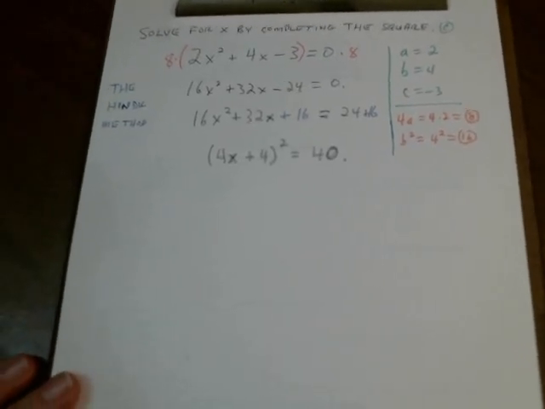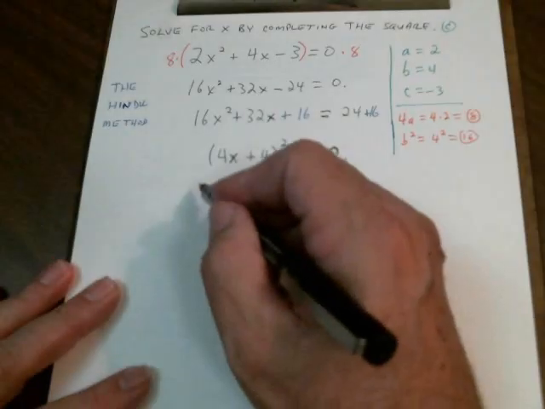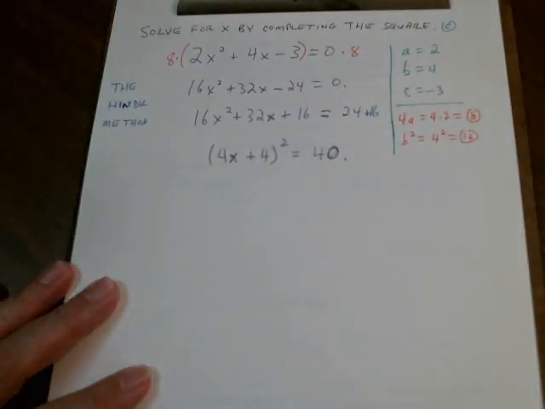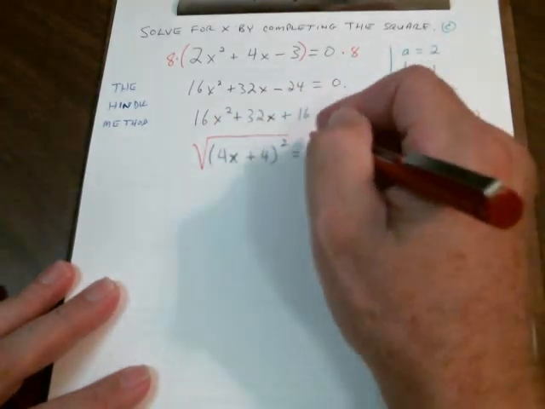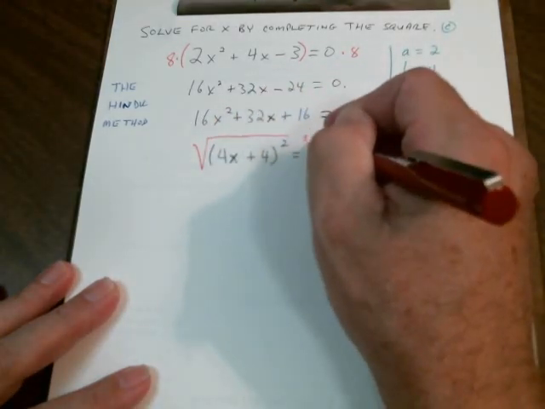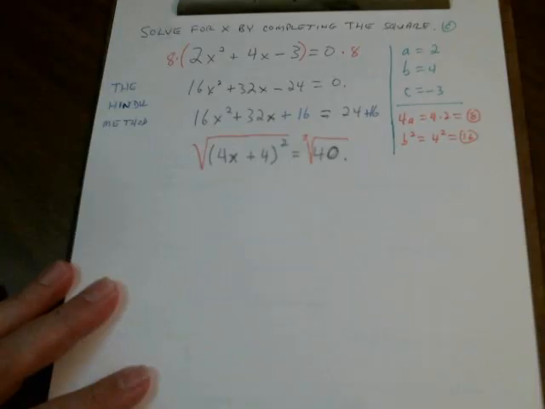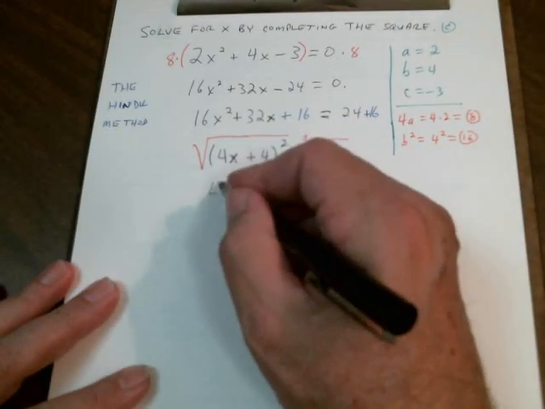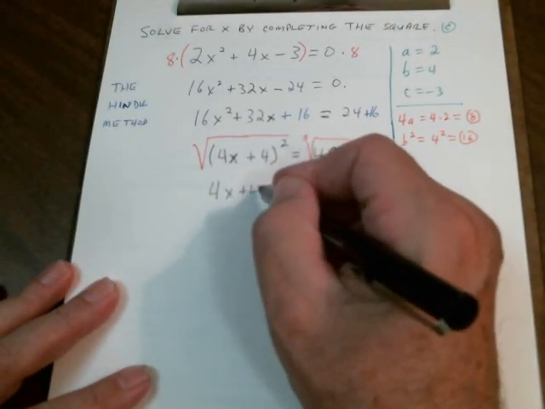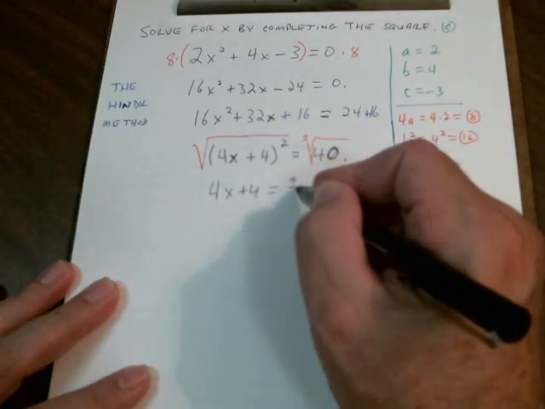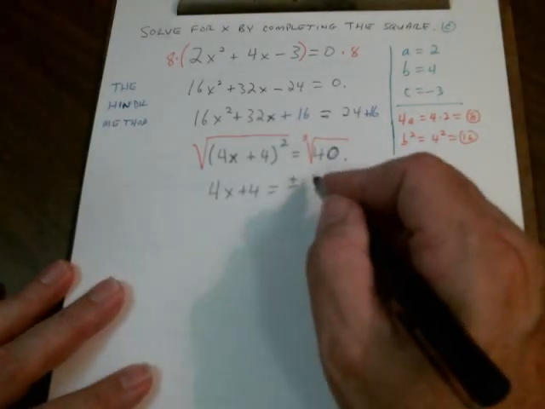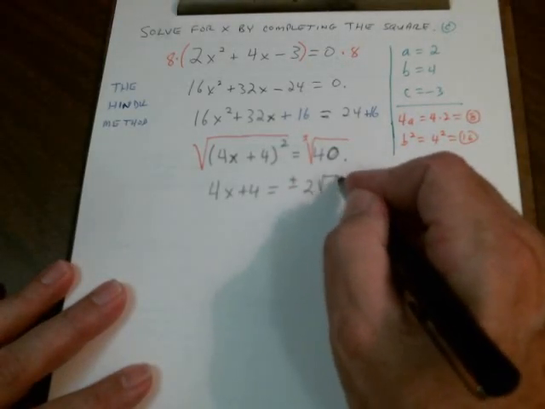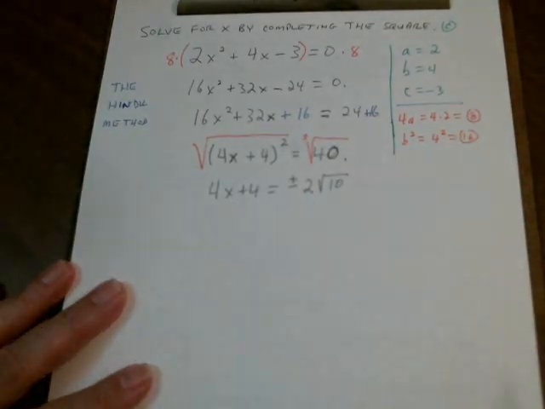But here we are. We're going to now extract the square root from both sides, which I'll indicate in red right here. So take the square root of both sides, plus or minus on the right side, plus or minus square root of 40. Left side simplifies down to 4x plus 4. The right side, now 40 has a perfect square factor, 4 times 10. Therefore, the square root of 40 would reduce down to 2 times square root of 10.